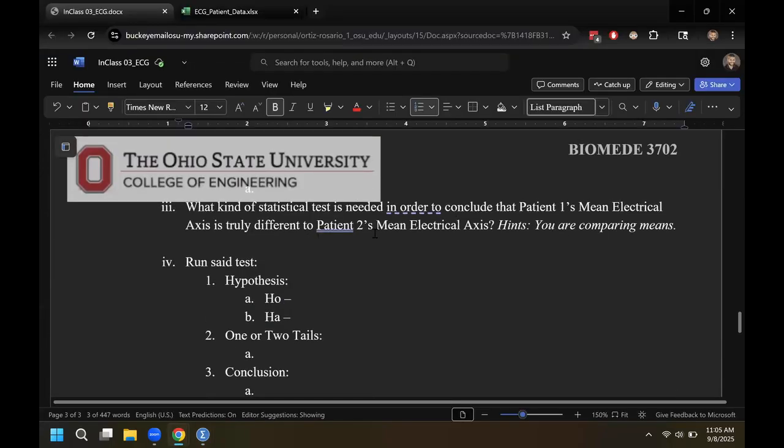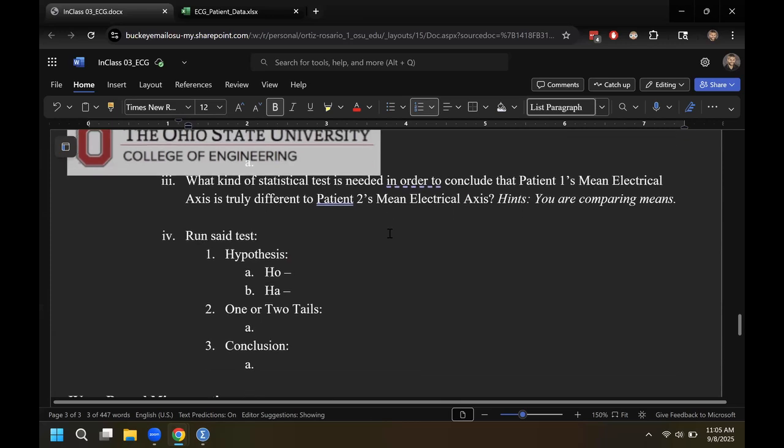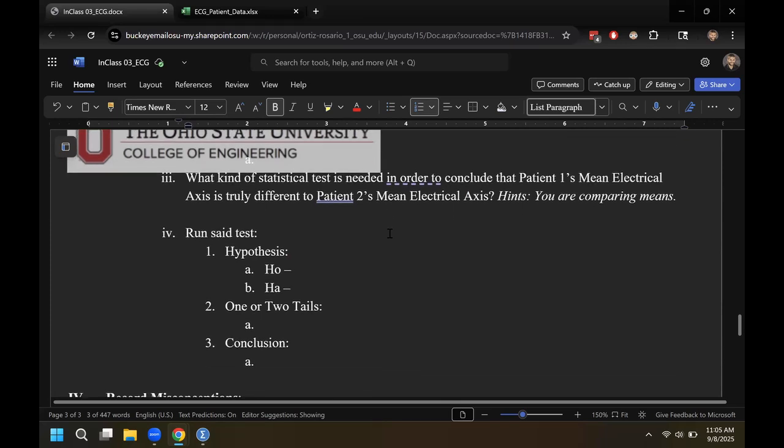For the second test, as I get back to my thing here, it is asking about patient one and patient two. And we have to think about that. Okay, so we're comparing two samples. Now, are they independent samples or are they dependent samples? Now we're looking at patient one and we're looking at patient two. So there's two individuals that I am trying to compare.